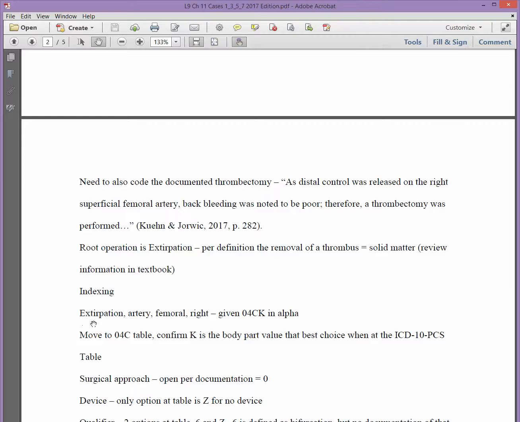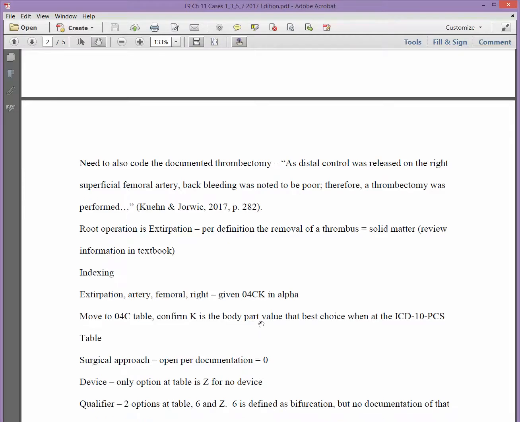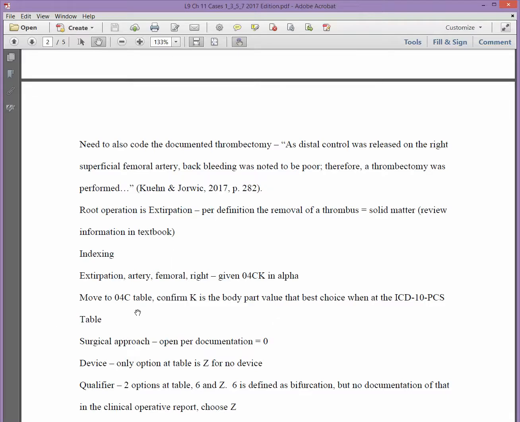We're going to index the main term, extirpation, which is also the root operation. Then the anatomy, which is artery femoral right. We're given 04CK in the alpha index of our ICD-10 coding manual. We move to the 04C table. We confirm our body part value.